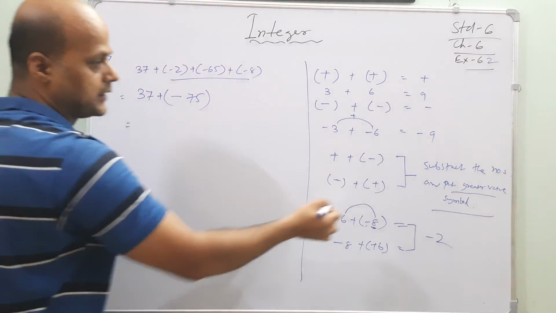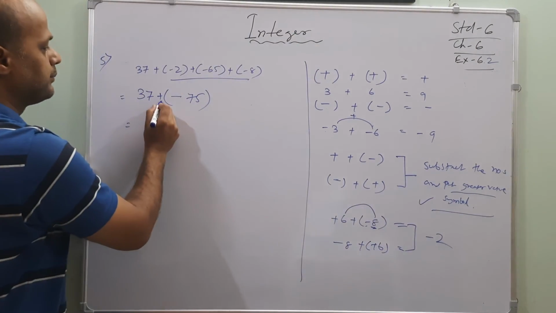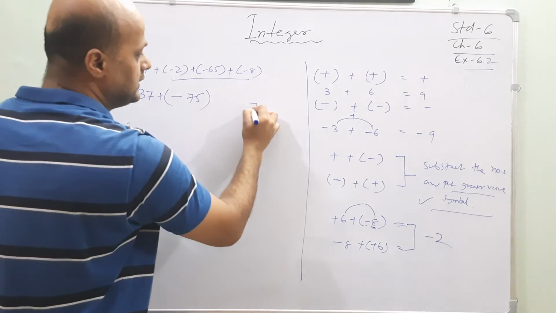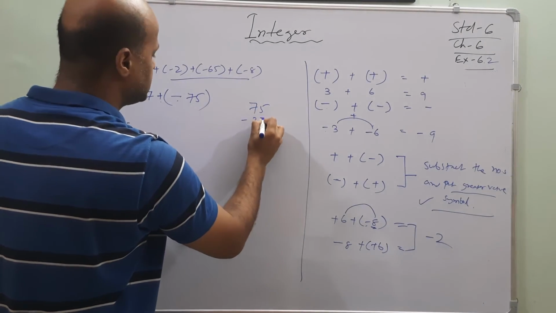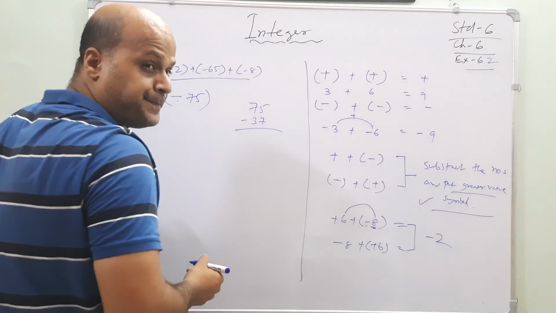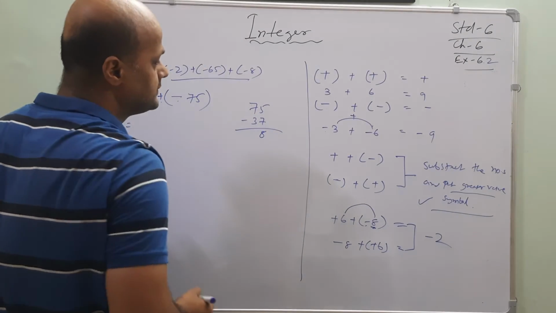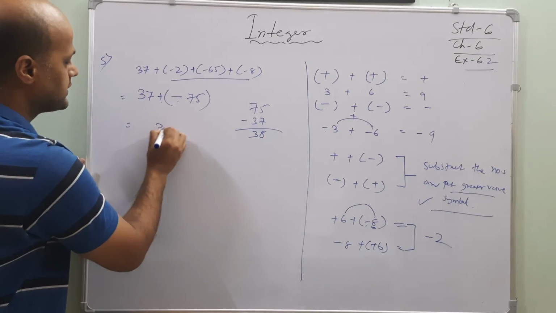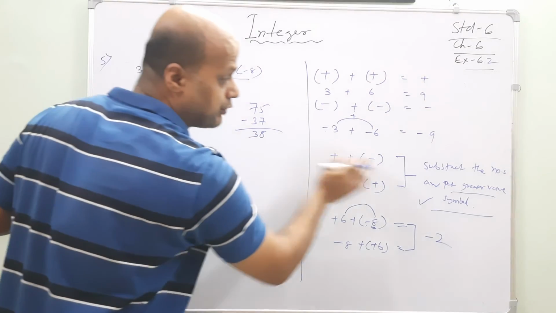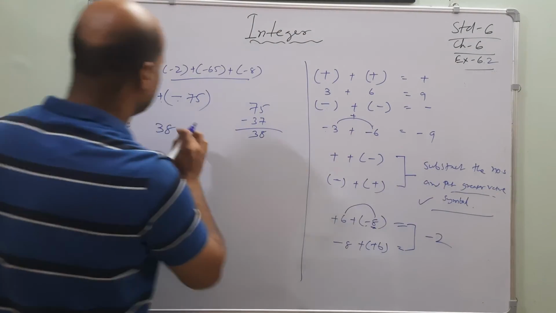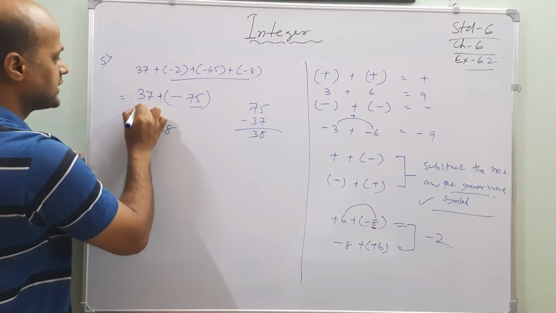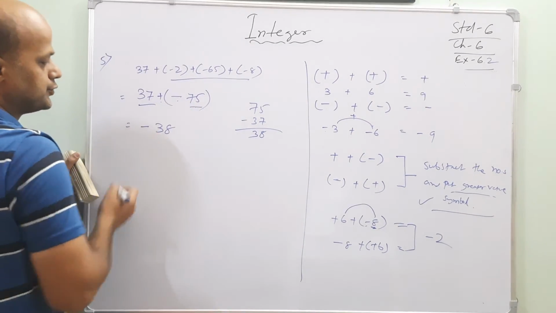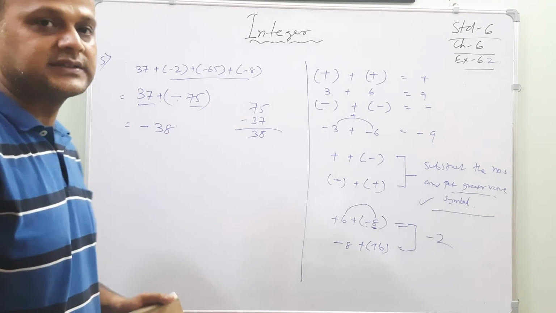Now again the second rule will come here. What is that? 1 plus 1 minus is there. What you have to do? Subtract these two numbers. 75 minus 37. How much will it come? 38. Yes or no? Now after subtracting, what you have to do? Put the greater value symbol. Which one is greater? 75 is greater or 37 is greater? 75. So 75's sign is which one? Minus. Put your minus. So the answer is minus 38.